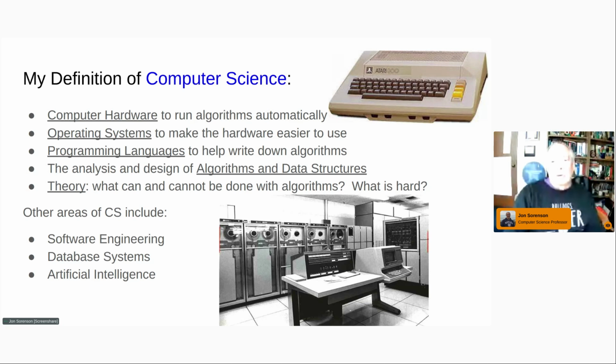There are other areas of computer science as well, like software engineering, database systems, and artificial intelligence. And at least from my perspective, I think of those as fitting into these other areas in different ways. But these are all major areas of computer science.